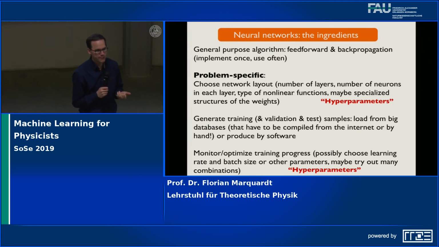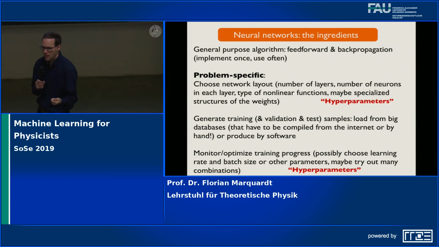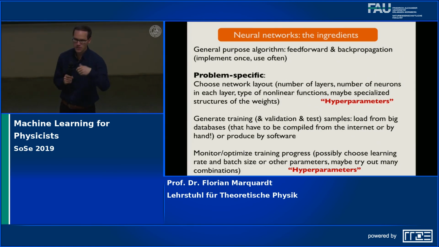This happens often in physics. So for example, in physics I do a simulation that gives me the correct, I don't know, energy of a molecule, and then I do a similar simulation for a different molecule again and again and again, and then I want to train my neural network on these examples.